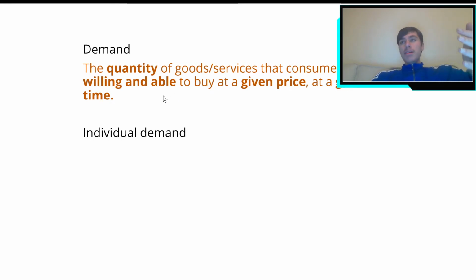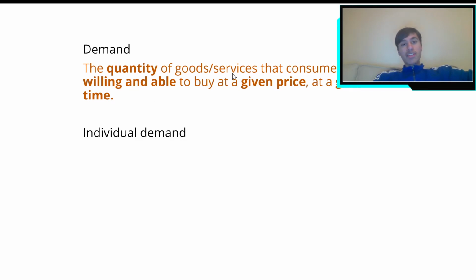Now, even if you are able, that doesn't mean that you will be willing to buy the product. For example, you could take any example, like a laptop. You are able to buy a laptop, but probably you don't need a laptop, so you are not willing to buy a laptop, so there is no demand for it. And to buy at a given price, so even the price determines that. For example, I might be willing to buy a laptop for, let's say, 500 pounds, but I might not be willing to buy a laptop for 600 pounds.